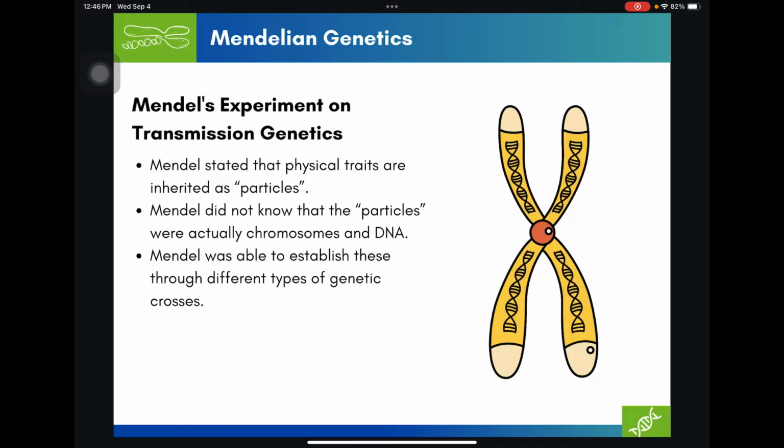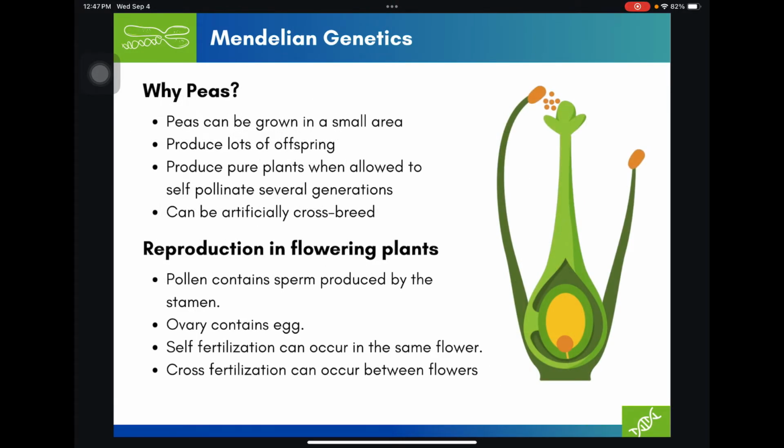Now, given the advancement in scientific research, we know that these particles he was referring to were actually chromosomes and your DNA. Mendel was able to establish these through different types of genetic crosses, using a model organism known by the scientific name Pisum sativum, or peas by common name.